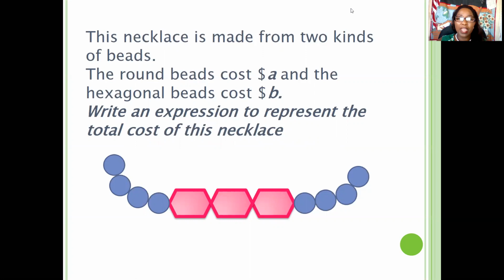This necklace is made from two kinds of beads. The round beads cost $8 each, and the hexagonal beads cost $B each. So if you're writing this down, please put in the word each. Write an expression to represent the total cost of this necklace. So when we are writing this expression, we are also going to be simplifying this expression.